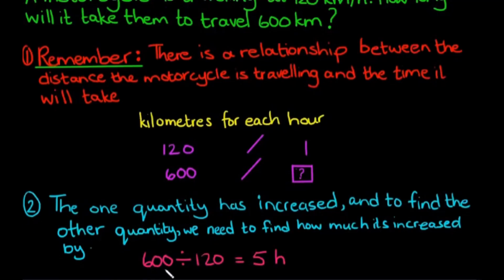So 600 kilometers divided by 120 kilometers gives us 5 hours. So we know that this quantity has increased, but we don't know how much. So we have to cross multiply here. So we don't know the hours. So 120 kilometers times 1. Okay. So for this one, 600 divided by 120 will give us 5 hours.